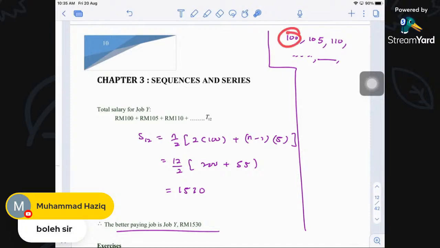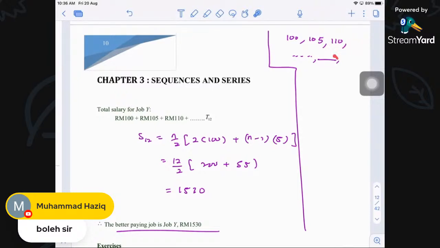Then the next month you only put 5 ringgit. I never say you put 100 ringgit plus 5 ringgit. See the question. I say you only put 5 ringgit extra. So if you put 5 ringgit extra means 105 lah. The following month you put 110. Then the following month you're going to put 115.